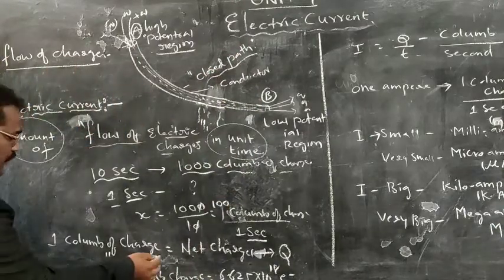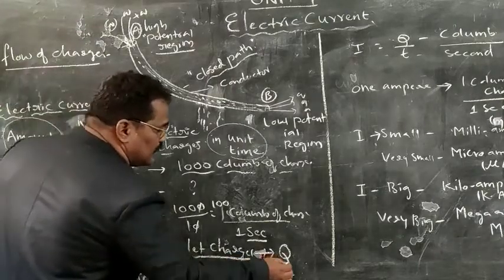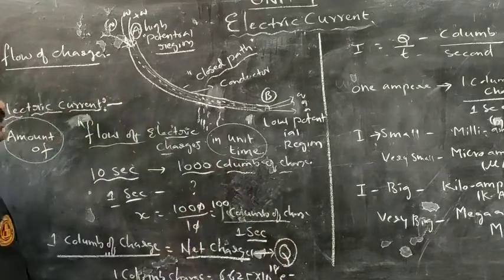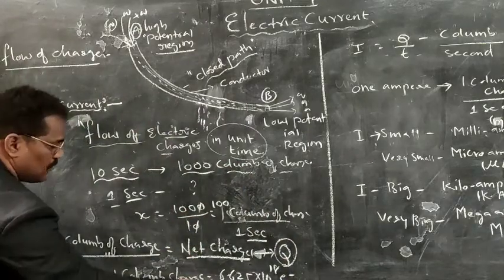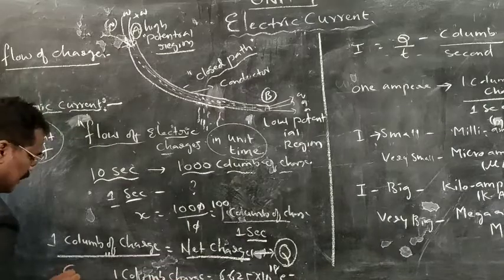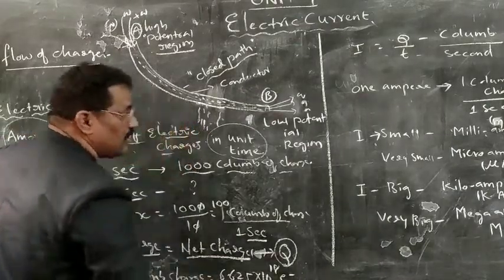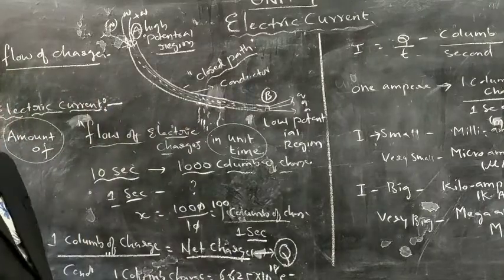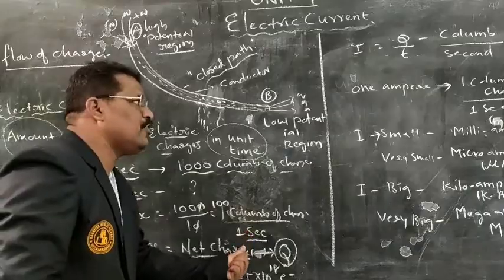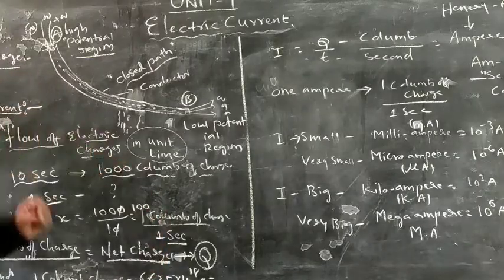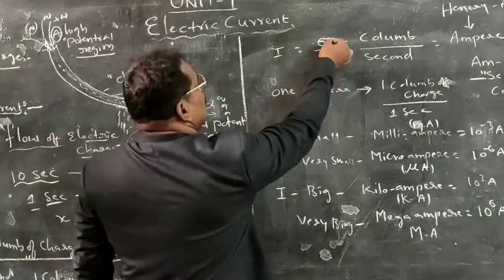If you take 1 coulomb of charge, it is equal to the net charge, which is represented by capital Q. And we know that 1 coulomb of charge in conductors will have about 6 into 10 to the power of 18 electrons. And we are considering coulomb per unit time interval, for unit time interval.